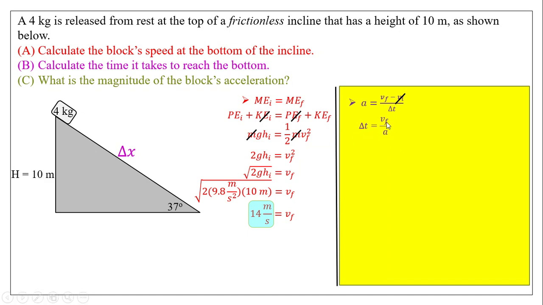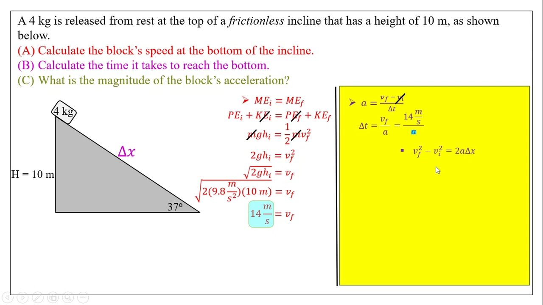Well, I know what vf is, right? vf is 14 from my previous work, but I don't know what a is. So once again, here you have an unknown. Just like the previous strategy, you're going to run into unknowns, and it's your job to untangle these types of problems. Well, I don't know what a is, but I can go find a. How do you find a?